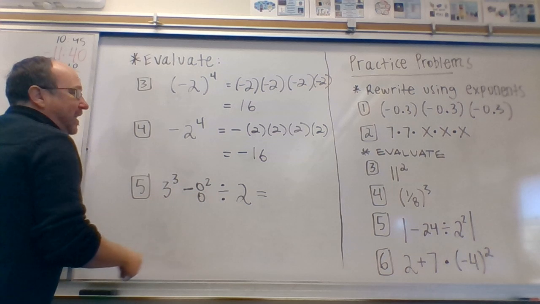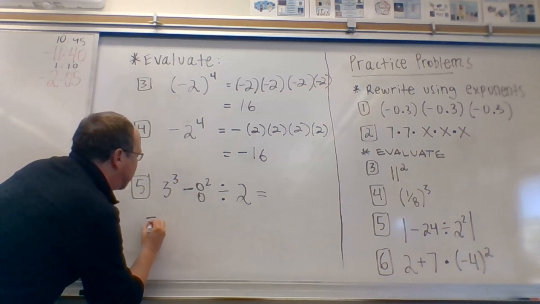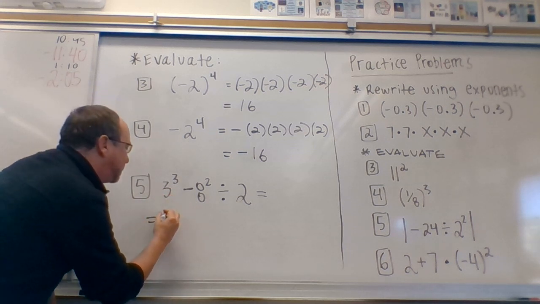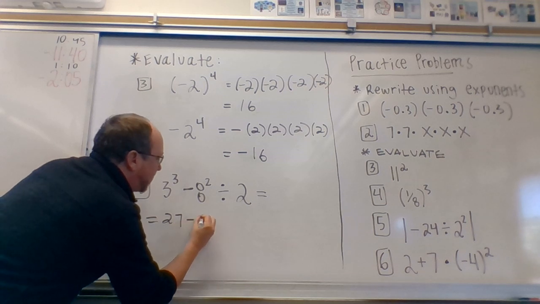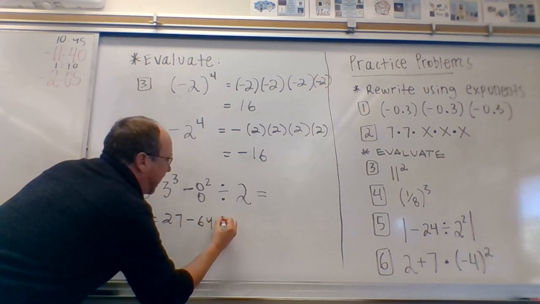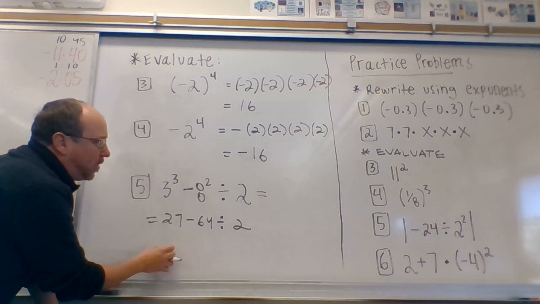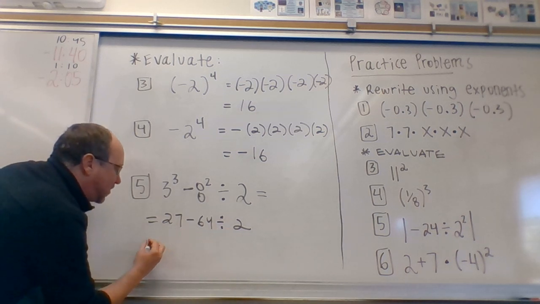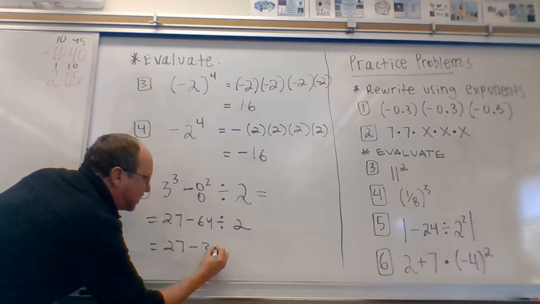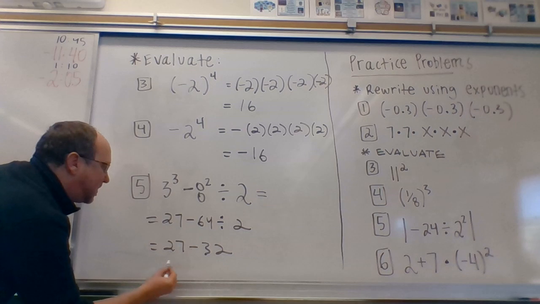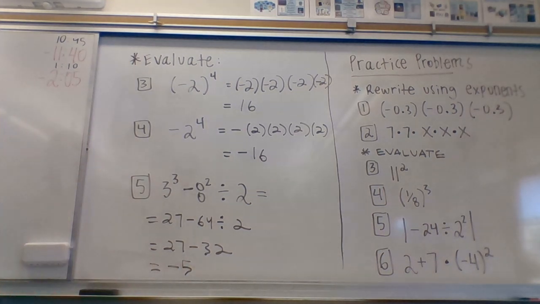The first thing is exponents. We don't have any grouping symbols. So we would say 3 times 3 is 9, times 3 is 27. 8 to the power of 2 is 64, divided by 2. That would be the first step. Now here's when you get into your order of operations, division before subtraction. So 27, take away 32. And then this is equal to a negative 5.